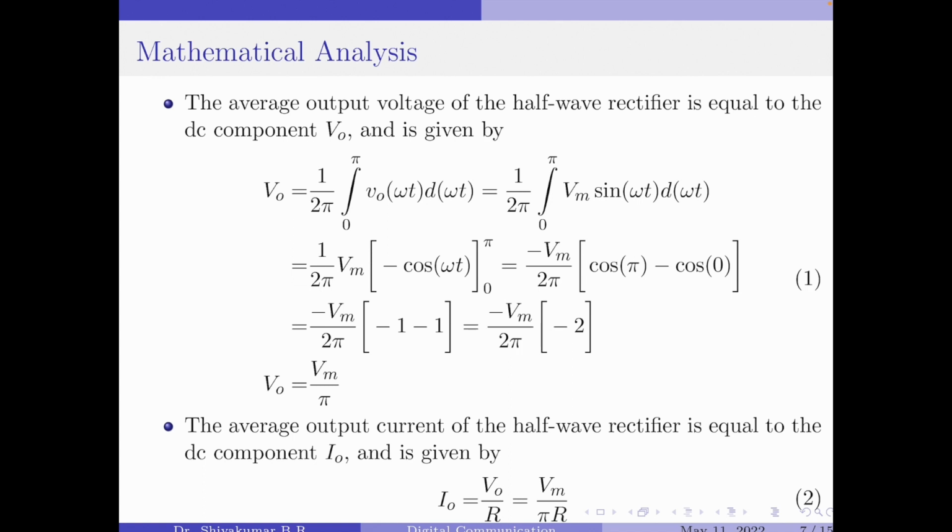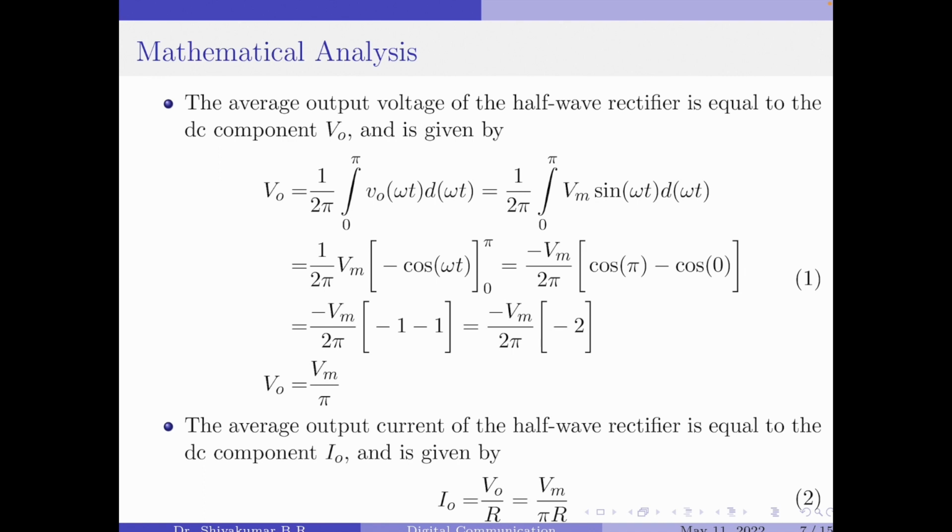Since the output voltage is equal to input voltage during 0 to pi, in the next step, I will write it as 1 divided by 2 pi integral 0 to pi Vm sin omega t d omega t. Please note, I have replaced V0 omega t by Vm sin omega t because the output voltage is equal to input voltage between the interval 0 to pi.